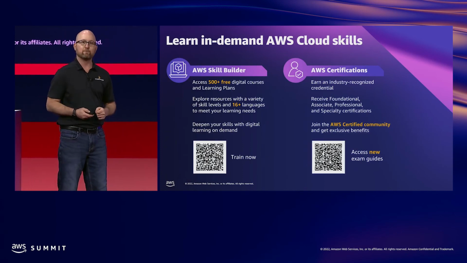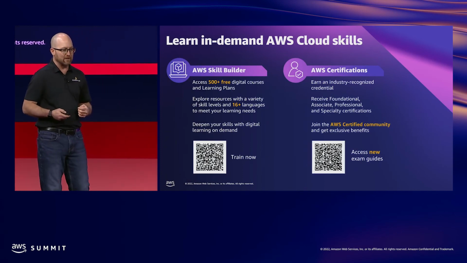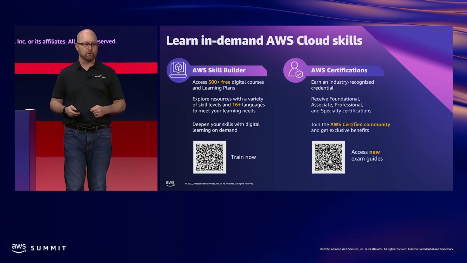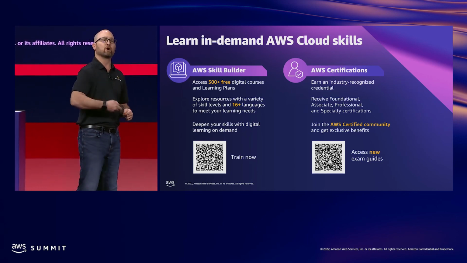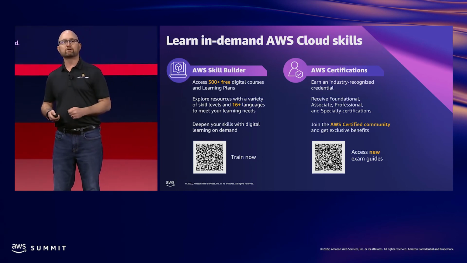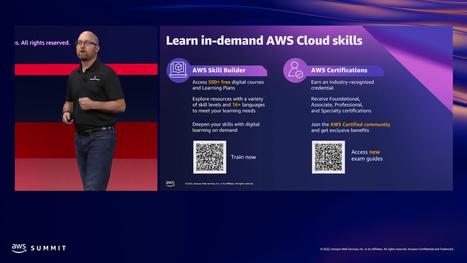Other areas you can go, if you're trying to get some more skills, you can go to AWS Skill Builder. This is an area you can go for labs and learnings, right? There's over 500 free digital courses to help you to learn. And these are things you can go and start to learn a lot about all the things that are going on. And then there's AWS certifications where you can take that to the next level and go ahead and get certified.